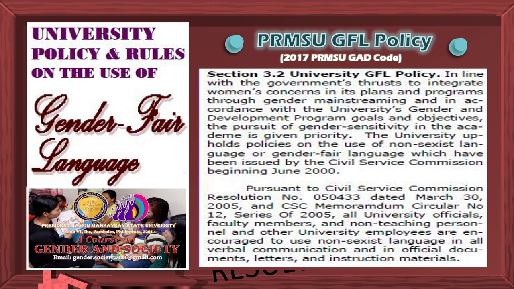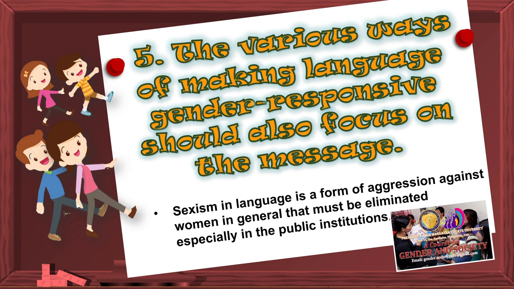In 2017, when we had the PRIMSU Gender and Development Code, it prescribes that all university officials, faculty members, and non-teaching personnel and employees are encouraged to use non-sexist language in all verbal communication and in official documents, letters, and instructional materials. So there are various ways of making language gender responsive. In form, you may transform a sexist language into gender-fair language. The totality of being gender-fair of a language should also include the message or the content.